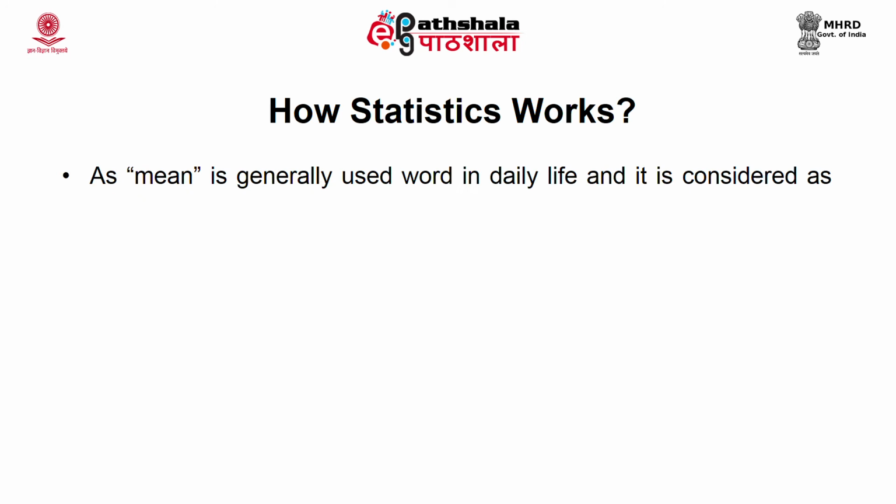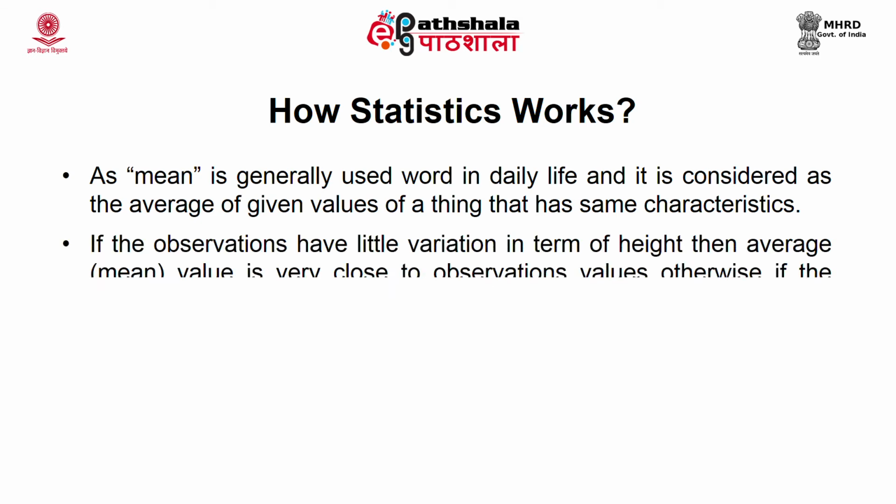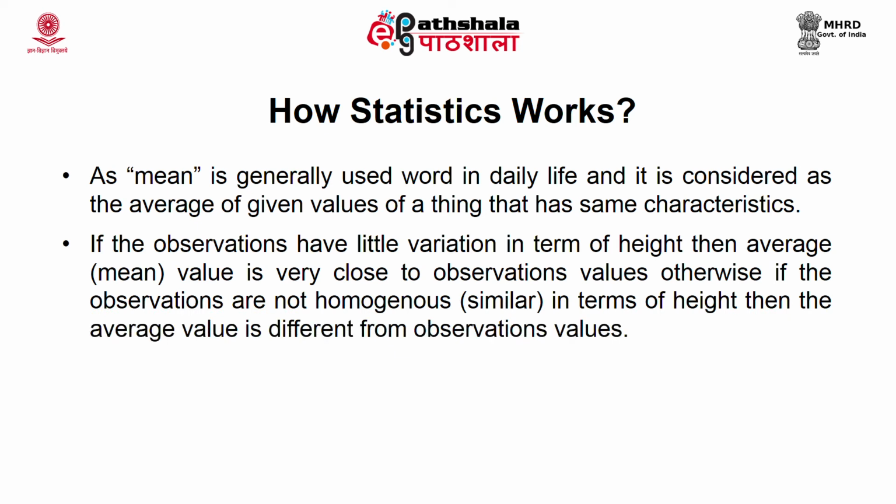Mean is generally used in daily life, and it is considered the average of given values of a thing that has the same characteristics. If the observations have little variation in terms of height, then the average value is close to the observation values. Otherwise, if the observations are not homogeneous in terms of height, then the average value is different from the observation values. What does it mean? It means that if all the students have approximately the same height, then the mean will represent the true value. That means all the students have a height close to the mean value. If the students have variation in their heights, then the mean value will not be a representative value for the average height of students in a college.